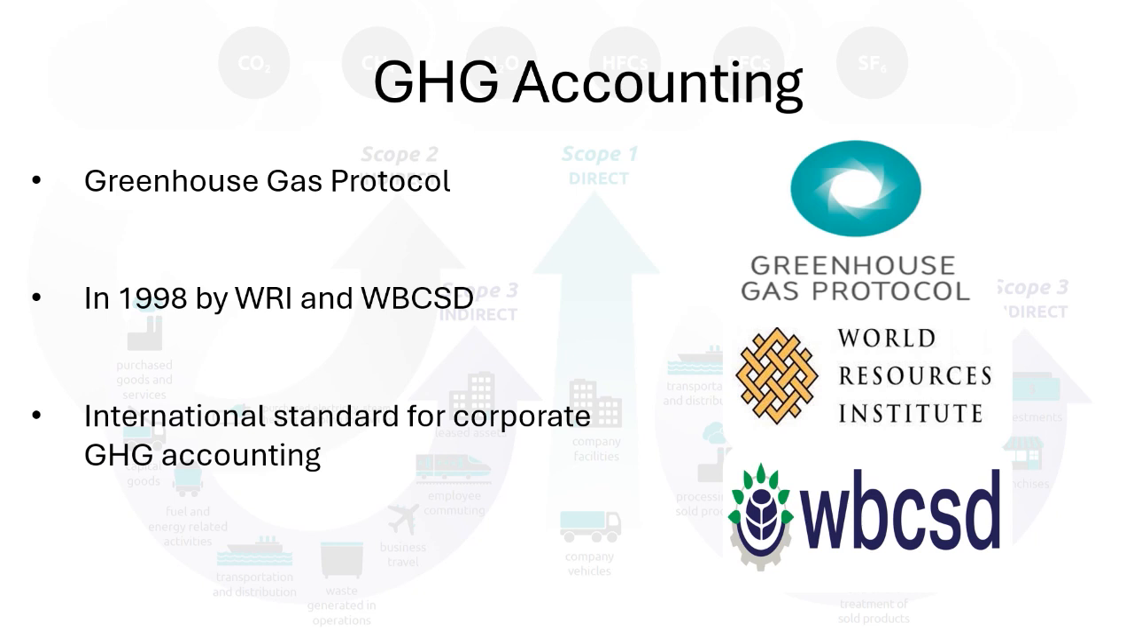GHG emissions are categorized as scope 1, 2, and 3 emissions. This term first emerged in Greenhouse Gas Protocol of 2001. Let us understand scope 1, 2, and 3 emissions and their importance.